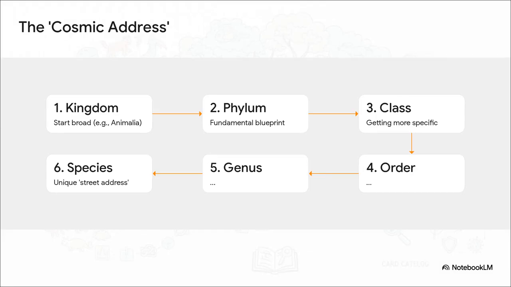And here's how it works in practice. I love this analogy. Think of it like a cosmic address for every living thing. You start out super broad with the kingdom. So for a lion, that's Animalia, the animal kingdom. Then you get more and more specific. Its phylum is Chordata, because it has a backbone. Its class is Mammalia, order is Carnivora, and you keep narrowing it down until you get to its unique, specific name, Panthera leo. It's just a beautifully logical system.